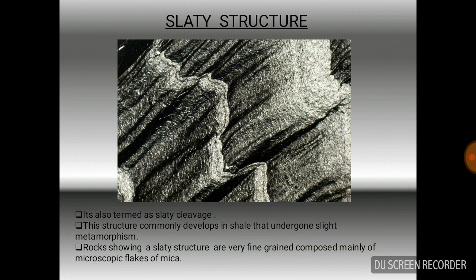So these structures may be formed at any angle to the old bedding planes of the shale or any other argillaceous rock from which the slaty rock have been derived. Now you can see a diagram of a rock in which the slaty structure is clearly defined.